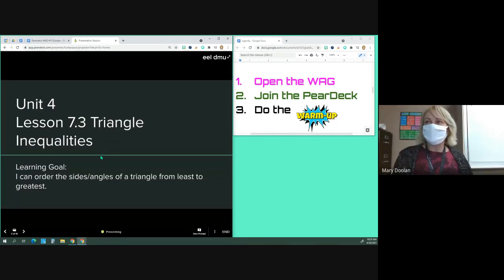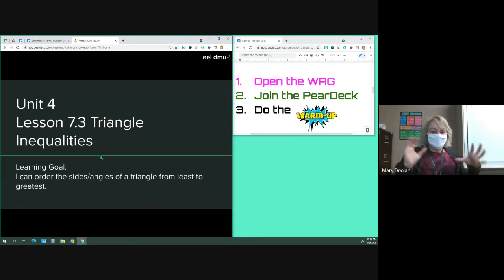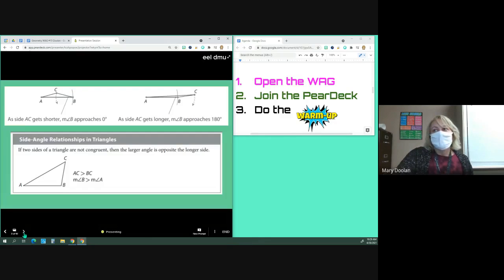This is the last lesson for our unit 4, triangle inequalities. But we're just focusing in on one part of this lesson. So what we're going to be able to do after today and tomorrow is order the sides and angles of a triangle from least to greatest. All right, so here we go. Let me make sure you guys are back at the meet. Looks like you are. Okay.